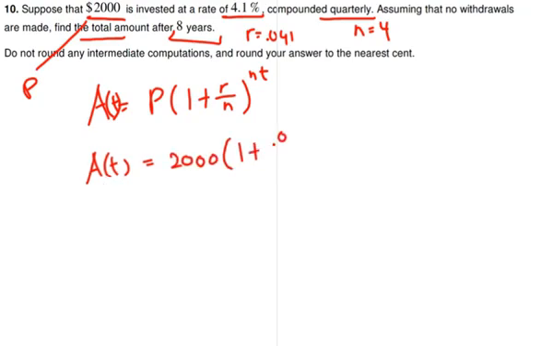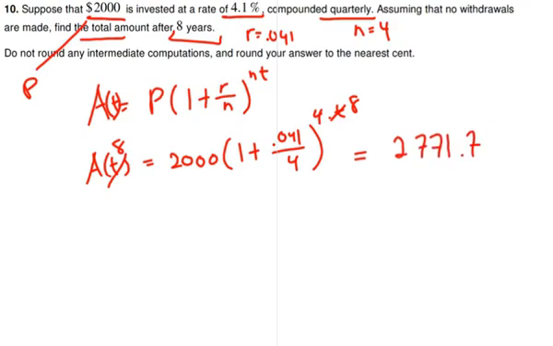So there's principal times 1 plus 0.041 divided by 4 to the nt. So n is 4 and t is our time period. So this is our formula. We're going to plug in 8. So I'm just going to write 8 there and 8 there. Type that into the calculator and come up with a nice answer.